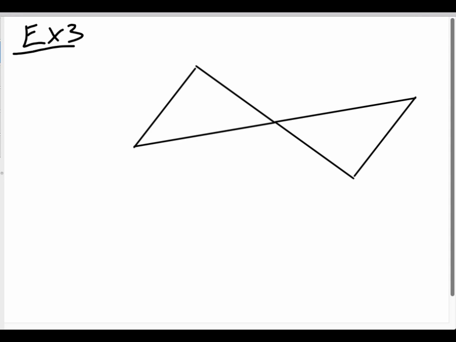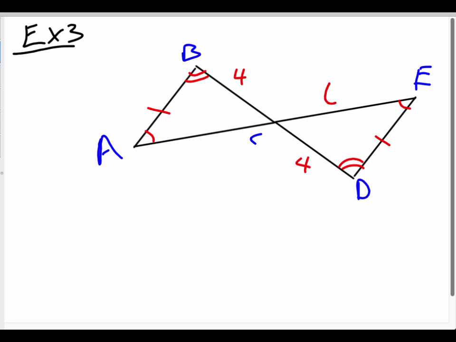Okay, I think I got it. So we have A, B, and then we have C, and then we have E, and then we have D. Okay? And the figure is drawn like this. And we're told that this is 4, and this is 4, and the length of this is 6, and the length of this is 6. And so it says, are the triangles congruent?